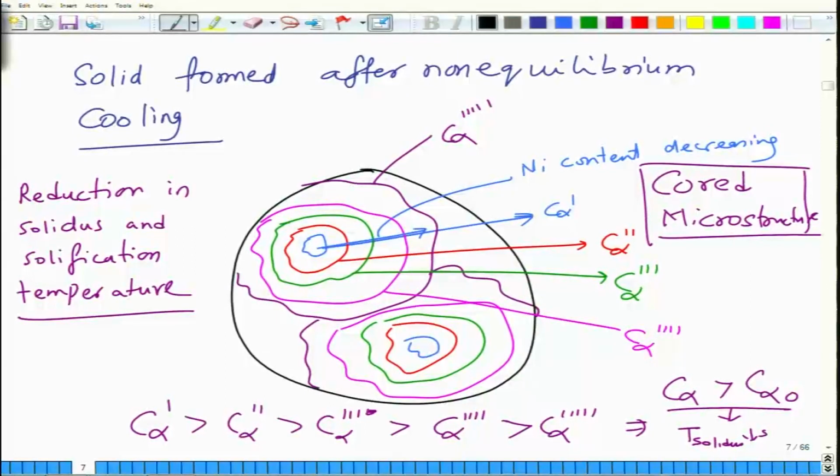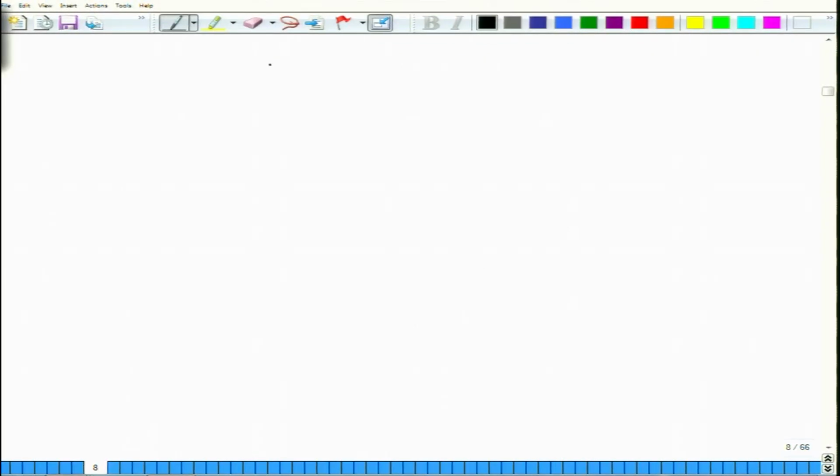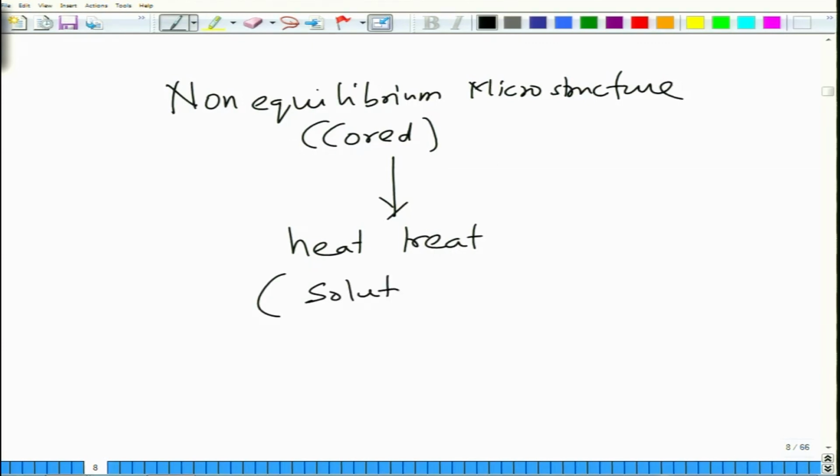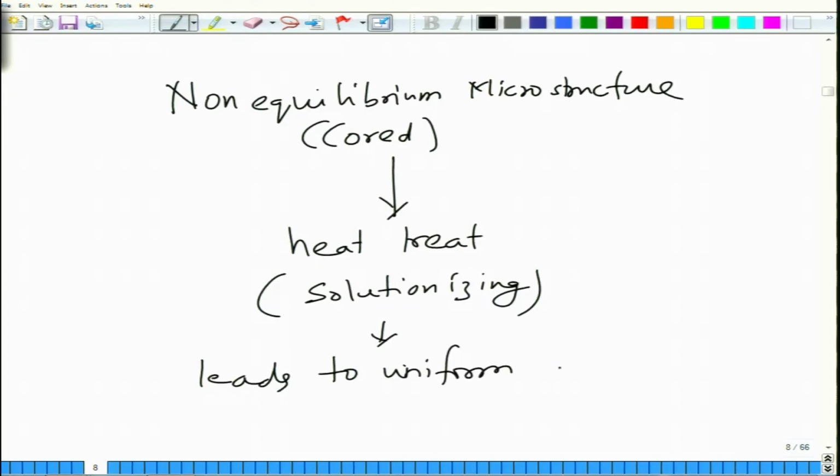Now that you have compositional variations in the solid, it is going to affect the properties of the solid. As a result, this microstructure is generally heat treated. So what people do is, you have a non-equilibrium microstructure, which is, let us say, cored microstructure. Then you heat treat it, and this heat treatment is called solutionizing, which basically leads to uniform composition. You heat the temperature of the alloy such that you are in.